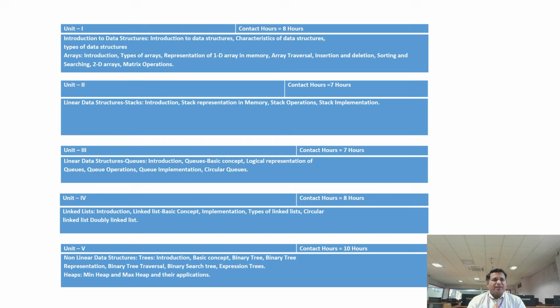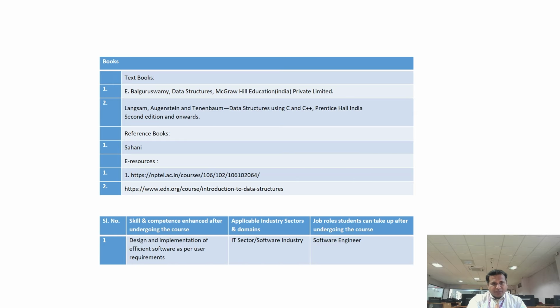This subject has three different units, sorry, five different units. The first unit is the introduction to data structures, where we discuss what we mean by an array, representation of arrays, traversal and all. The second unit is concerned with stacks, the operations we will discuss in the stack and its applications. The third unit is queues. The fourth unit is linked lists, and the fifth unit is trees. The textbook for this course is by Balaguruswamy.